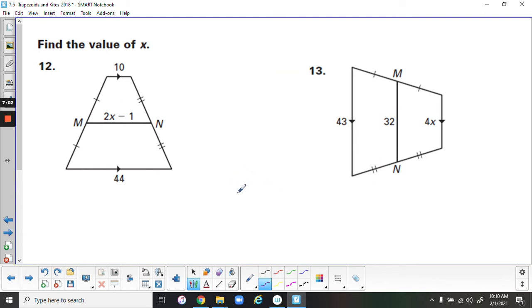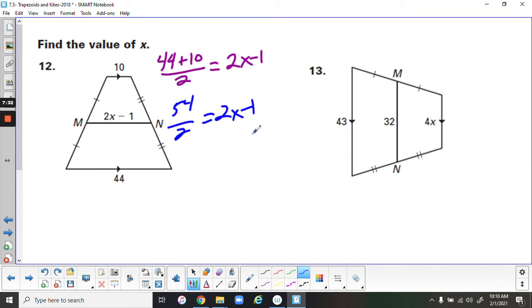Okay, so now we're going to do the same thing, but just have a little bit of algebra in it. Here we're still going to go base plus base divided by 2 equals the middle. So base 44 plus base 10 divided by 2 equals the middle, 2x minus 1. Since on the left is all numbers, I would just keep working that out. 44 plus 10 is 54, divided by 2. 54 divided by 2 is 27.